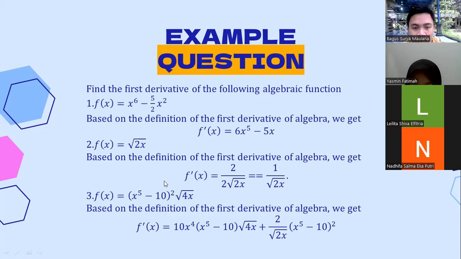And then for f(x) equal to the square root of 2x. Based on the definition of the first derivative of algebra, we get f'(x) equal to 1 over the square root of 2x.